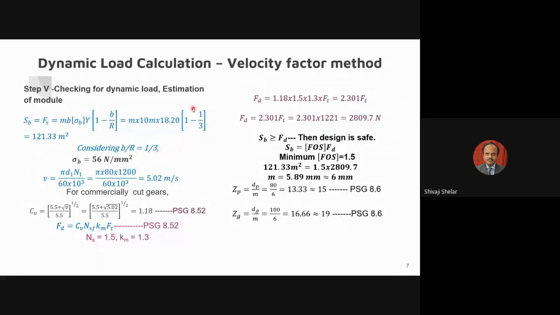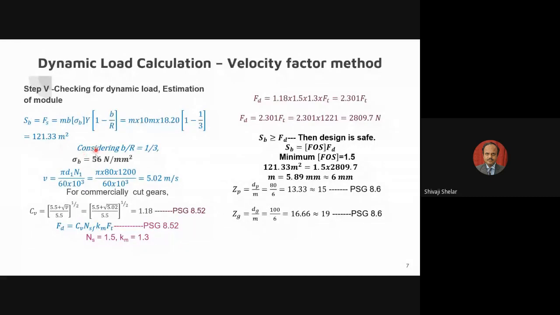If I put this value here, my beam strength comes in terms of m squared. By doing this calculation, the coefficient of m squared comes out to be 121.33, so Fb = 121.33 m². This is the beam strength of your bevel gear system. If you increase m, the beam strength will increase. If you decrease m, the beam strength will decrease. How much beam strength will be required depends upon your effective load.